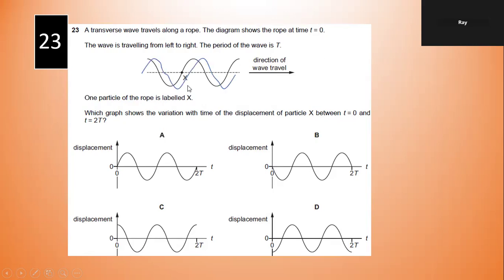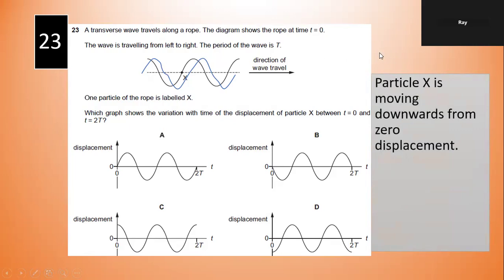Let it be displaced slightly, right? Where it displaces slightly, you can draw on the paper, doesn't matter. You can see x is going down. So where is x going down? X is at 0, going down. So the answer can only be B or D. X is moving downwards from 0 displacement. B, correct.